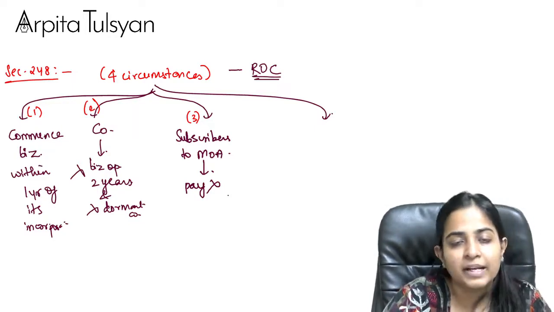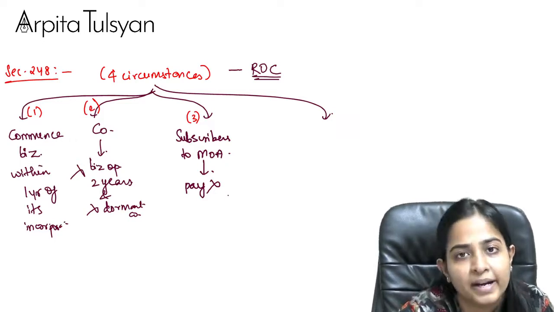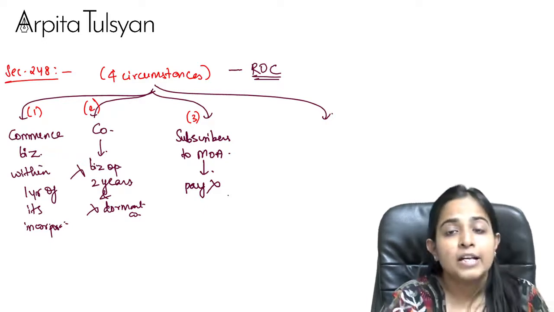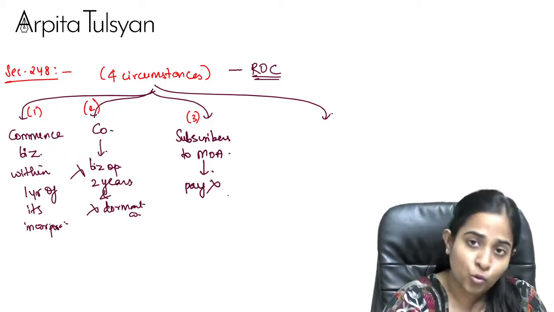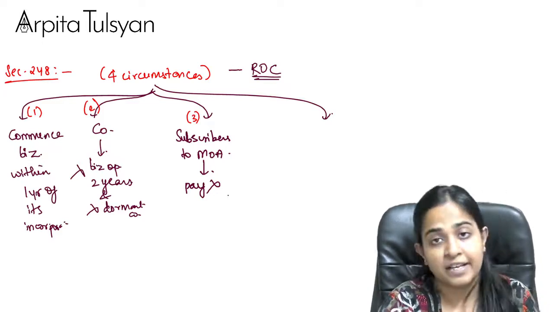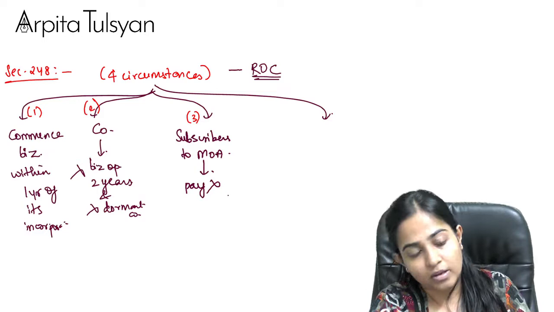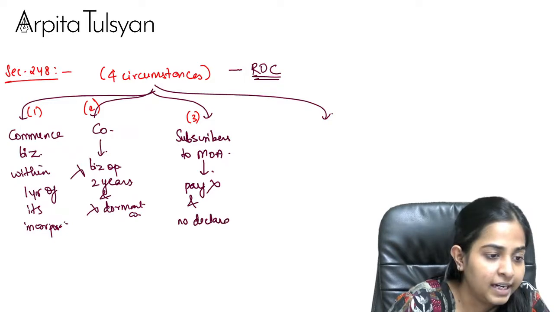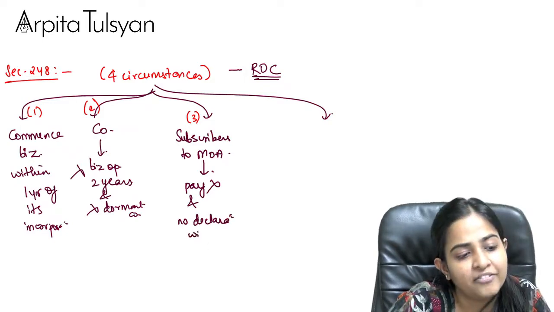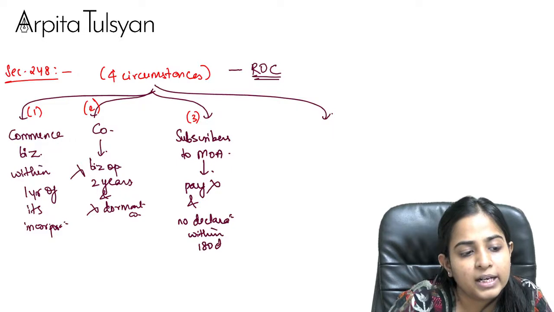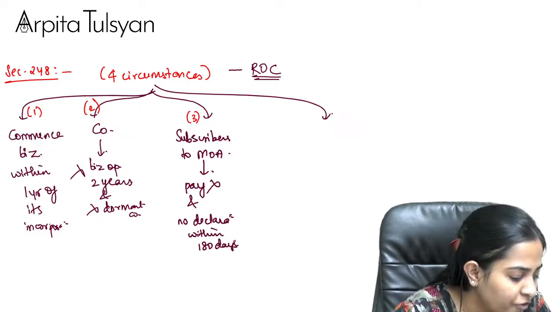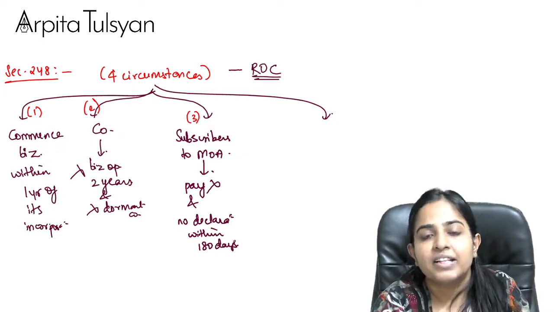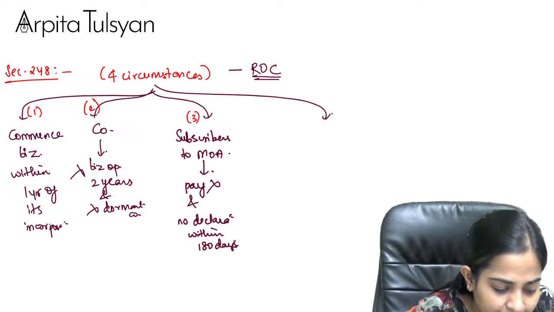Generally, the subscription money should be paid at the time of subscribing to the shares, means at the time of incorporation. If they do not pay, then the company is supposed to file a declaration with the ROC that the subscribers have not paid the subscription money. So, if they have not paid and no declaration has been filed within 180 days of incorporation, then this also becomes one of the reasons where the ROC can strike off your name, right?